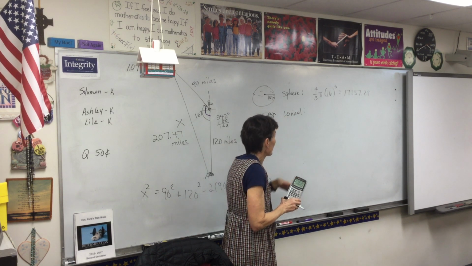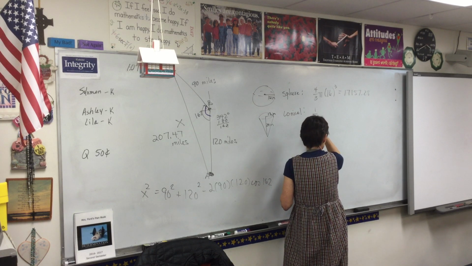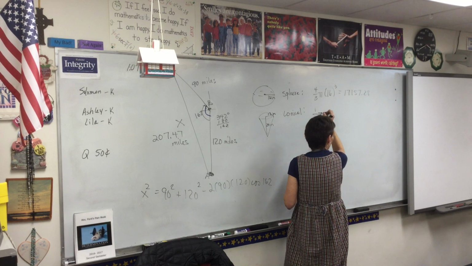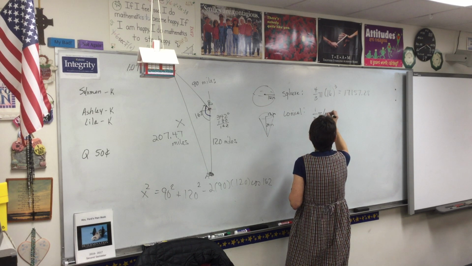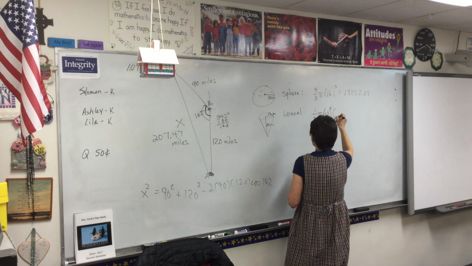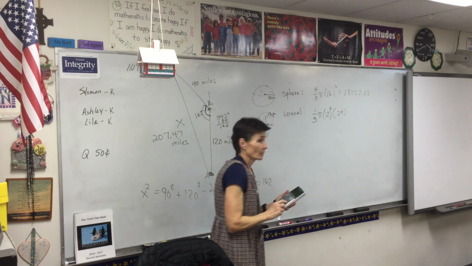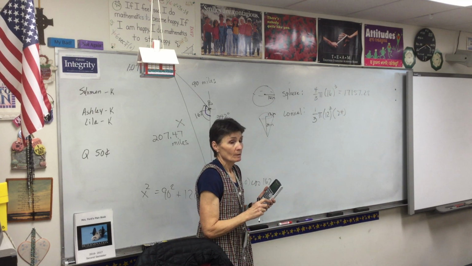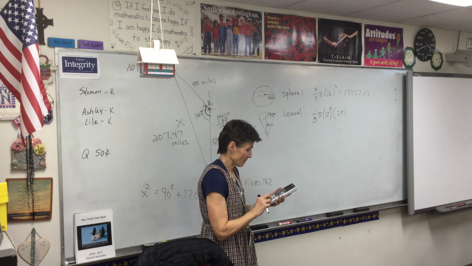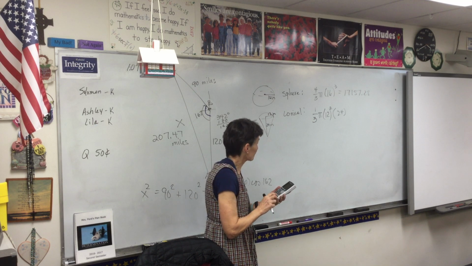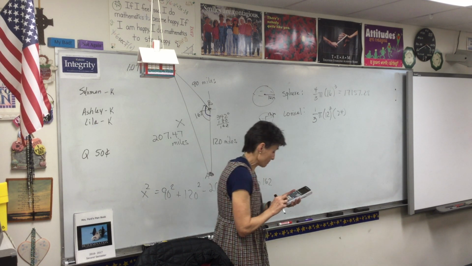Now I'm going to compare that to the cone. What's the cone? 1/3 pi r squared h. Why am I the only one doing this? Right, you got a note card. 1/3 pi r squared h. So here we go. 1 divided by 3 times pi times 144 times 24.